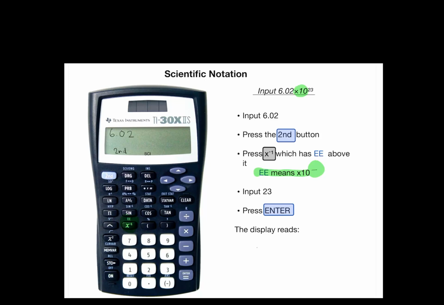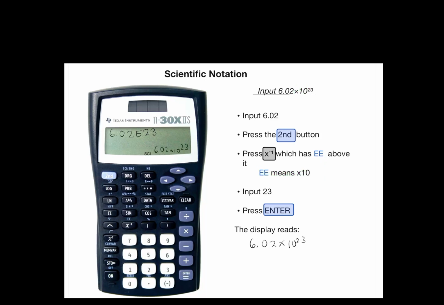When I press that button, the second disappears and an E appears. E is the way that EE is displayed in the calculator. Next, I will input the numbers 2, 3. And finally, I will press Enter. The display now reads 6.02 times 10 to the 23rd.